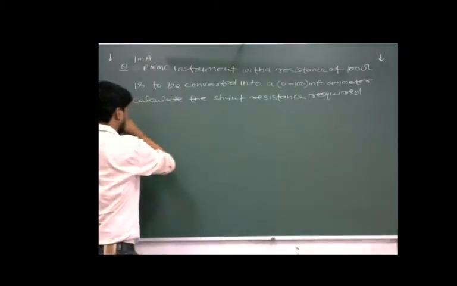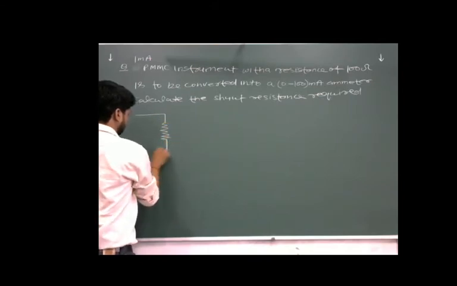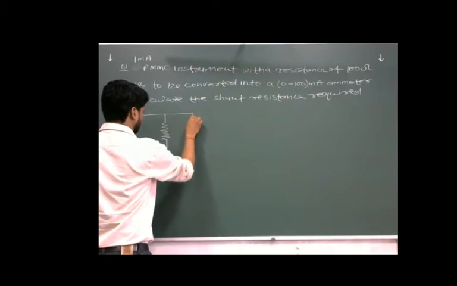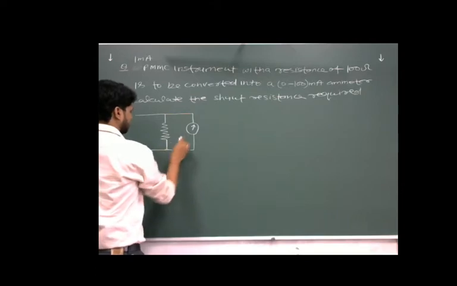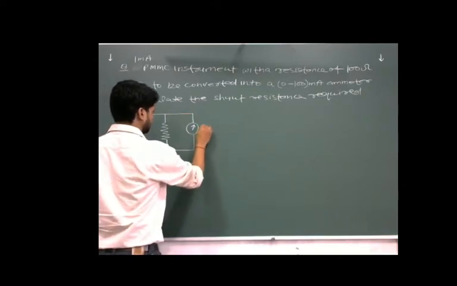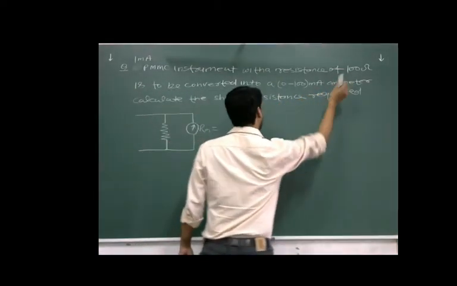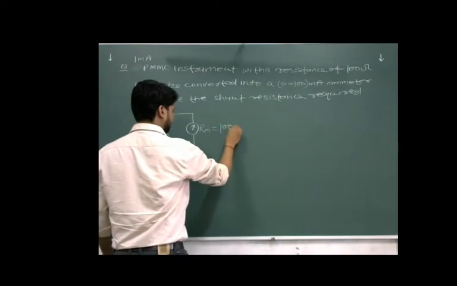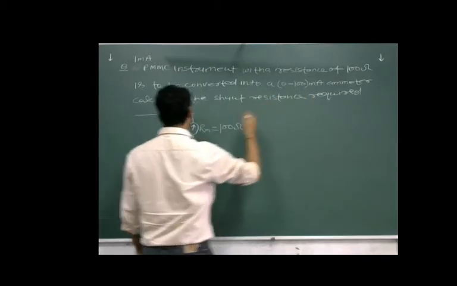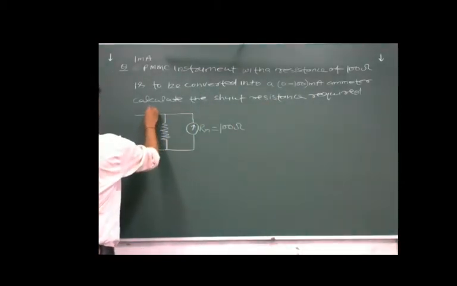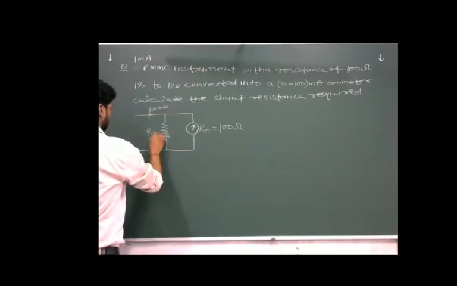If I draw the diagram, one shunt resistance is there, the PMMC instrument is there, and the resistance of the PMMC instrument is given: Rm is equal to 100 ohm. The total current is given. What we have to measure is this current, 100 milliampere. RSH we have to calculate.